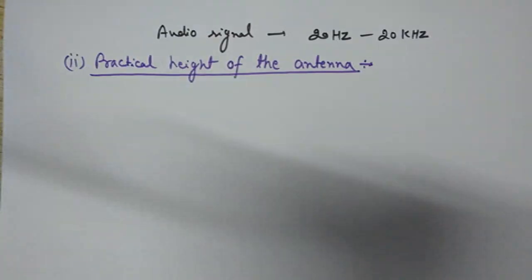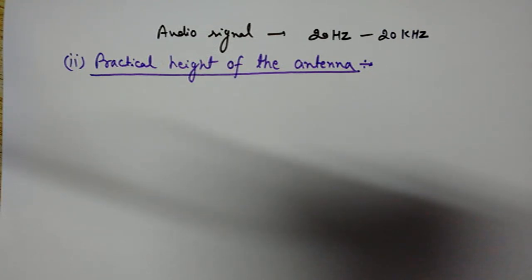So how does modulation affect the height of the antenna? In wireless communication, an antenna is used at the transmitting end and also at the receiving end. One very important thing that you should notice is that the transmitting and receiving antennas must have lengths or heights comparable to a quarter wavelength. It means lambda by 4 of the frequency used for transmission.